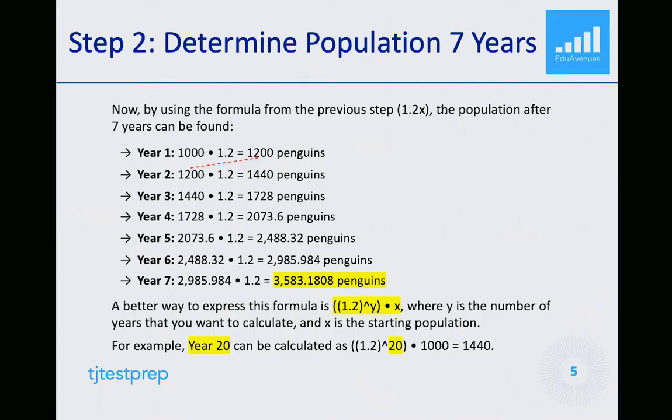So if we were to find the penguin population after 20 years, we can substitute 20 for y, and x will always remain as 1,000, as mentioned by the problem. Now, we can solve 1.2 to the power of 20 multiplied by 1,000, which is the starting population. And then we can get 38,338 after rounding up. Although this problem doesn't deal with such big numbers, we can use this formula to efficiently solve and find the penguin population for any given year.